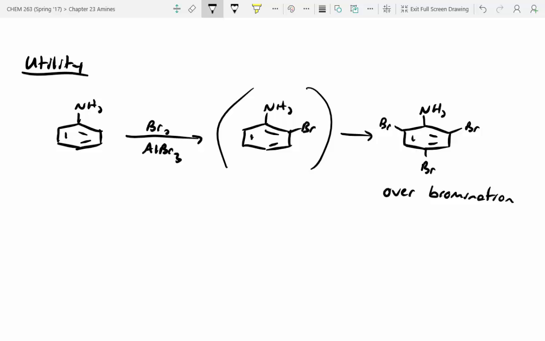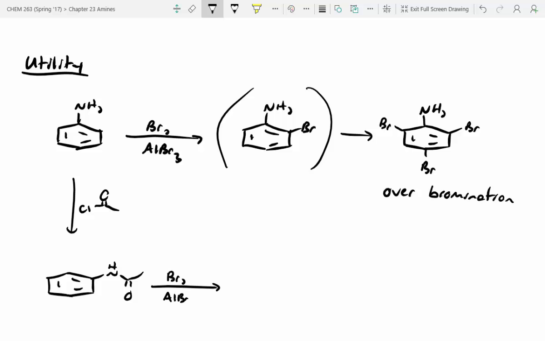So a good workaround would be to treat this with an acid halide or an anhydride, acylate it, then do your bromination, and we said that the para position is sterically more accessible now.